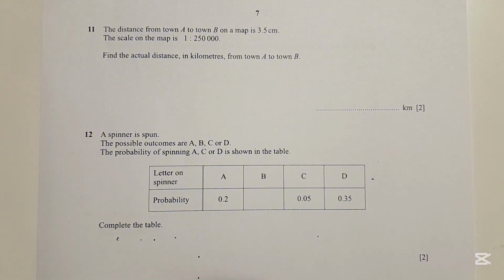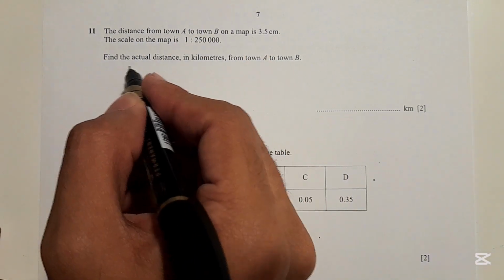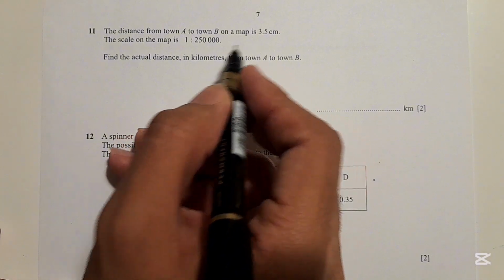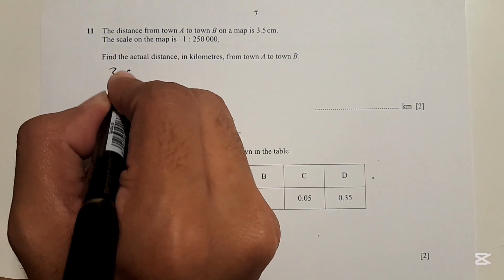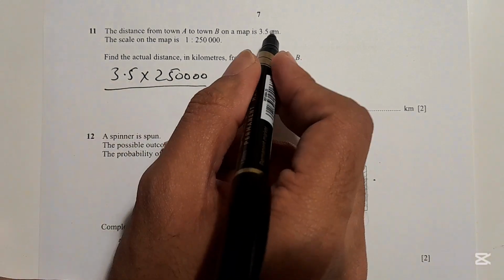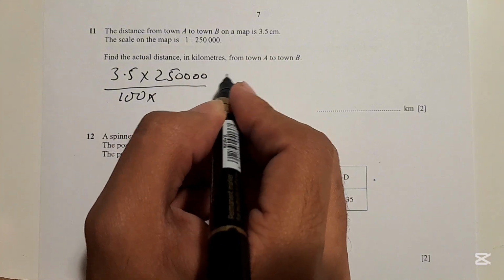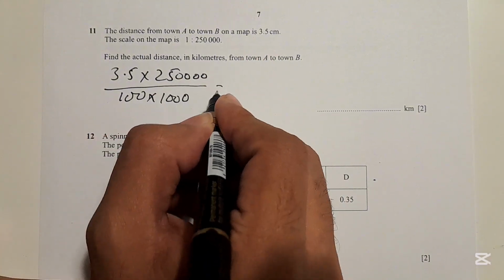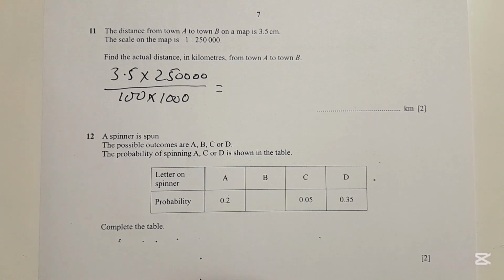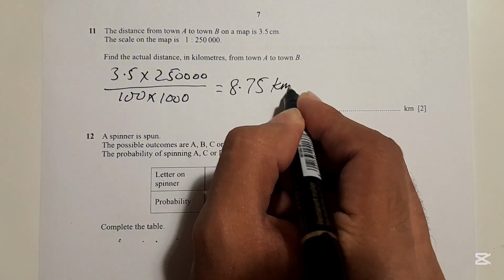Question 11 states, the distance from town A to town B on a map is 3.5 centimeters. The scale of the map is 1 to 250,000. Find the actual distance in kilometers from town A to town B. So 3.5 times 250,000, divided by 100 from centimeters to meters, and divided by 1000 from meters to kilometers. By using the calculator, the answer is 8.75 kilometers.